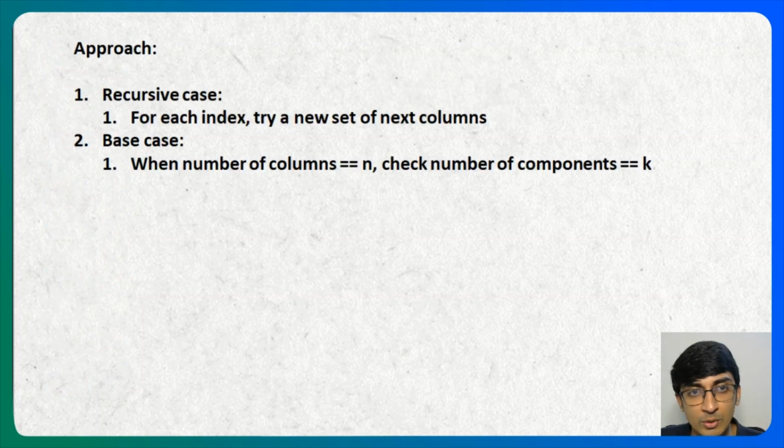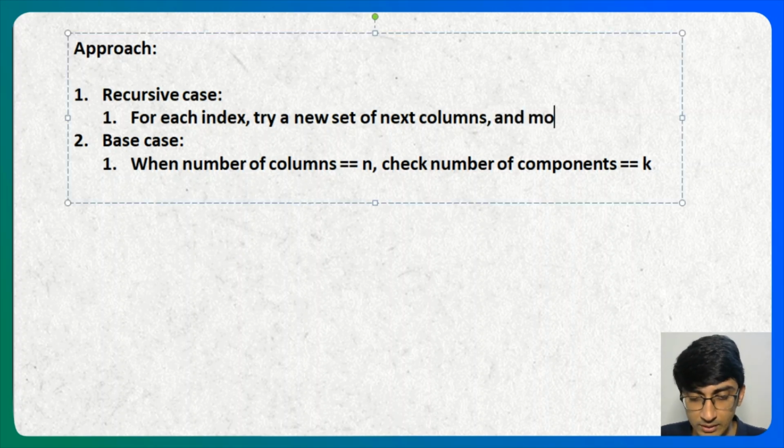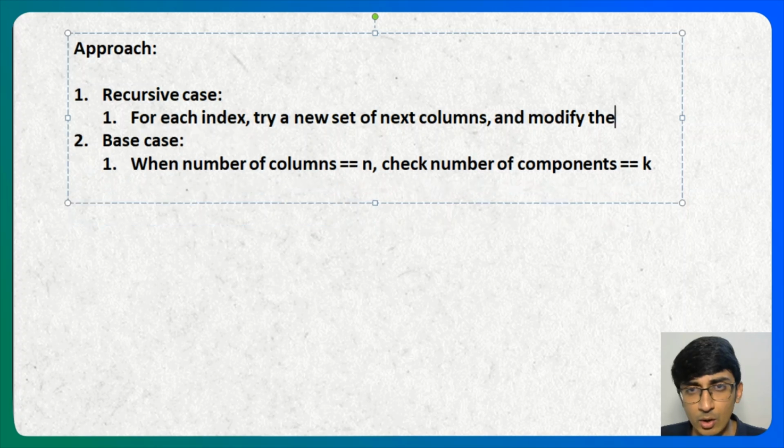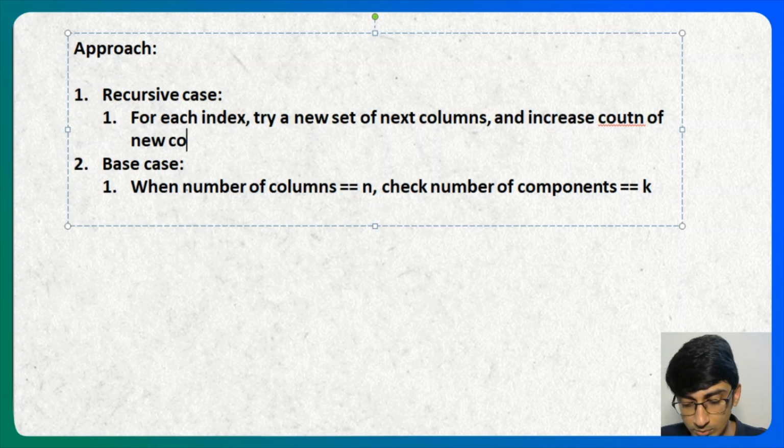But basically what we're going to do is for each index, try a set of next columns, right? So for each index, I'm going to try a different set of next columns, and I'll also store the previous components, right? And modify the previous set, or rather increase the count of new components.